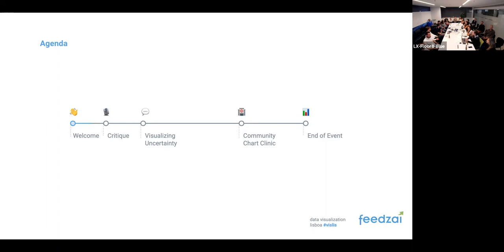And then we have the community chart clinic, which is the open part of this session, which is about you coming up with the things that you want to discuss, if you have them, or if you don't, to contribute to what someone else brings to the table.